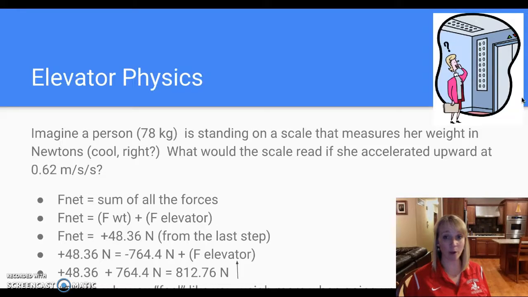Notice my weight went up. So when acceleration goes upward and the net force is acting upward, you feel like you weigh more. It kind of feels like it's almost pushing you down. That's inertia: you're at rest and then the elevator moves.